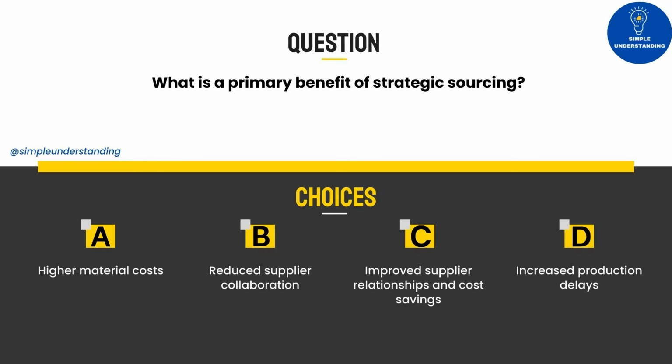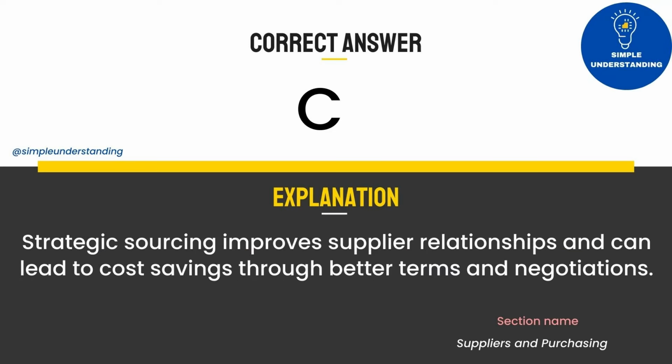3. What is a primary benefit of strategic sourcing? A. Higher material costs. B. Reduced supplier collaboration. C. Improved supplier relationships and cost savings. D. Increased production delays. Correct answer: C. Overall explanation. Strategic sourcing improves supplier relationships and can lead to cost savings through better terms and negotiations.